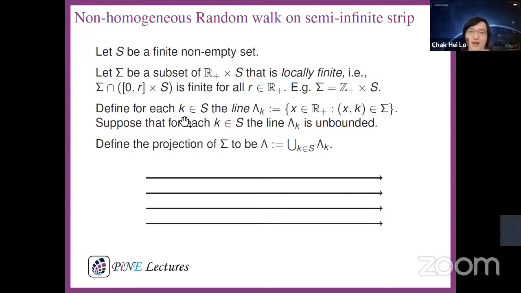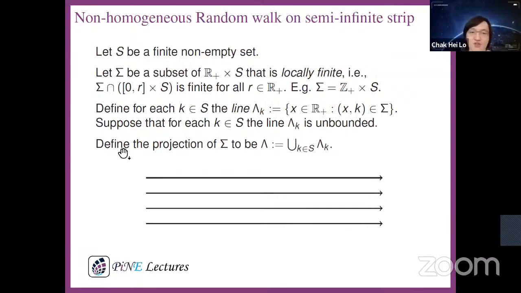So we define for each line k in S, the line lambda k to be this thing. What it means is if we fix each k, say k is one, then this lambda k stores all the information about where this x can be on this line. Say it can be on 1, 2, 3, 4, but say not 5 and 6 and so on. So it stores all the points that the process can go to. And it can be different for each line. It's not necessarily the same, but if you keep this example here, then all of them are just Z plus. So suppose that for each k in S, this lambda k is unbounded, so it has some chance to go to the infinite side, so that it is possible to be transient.